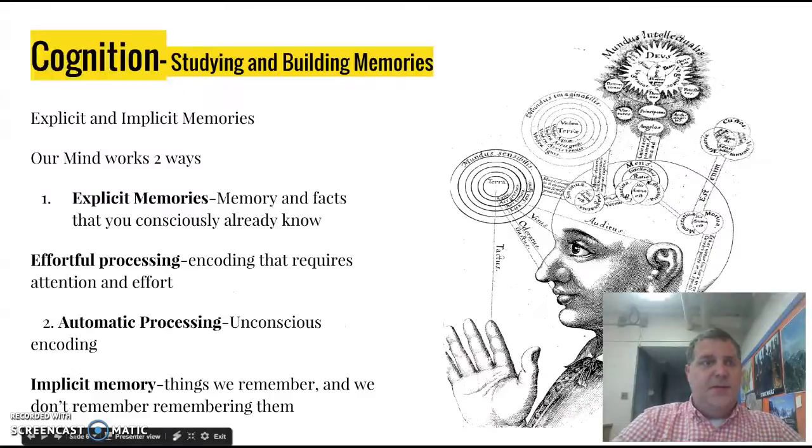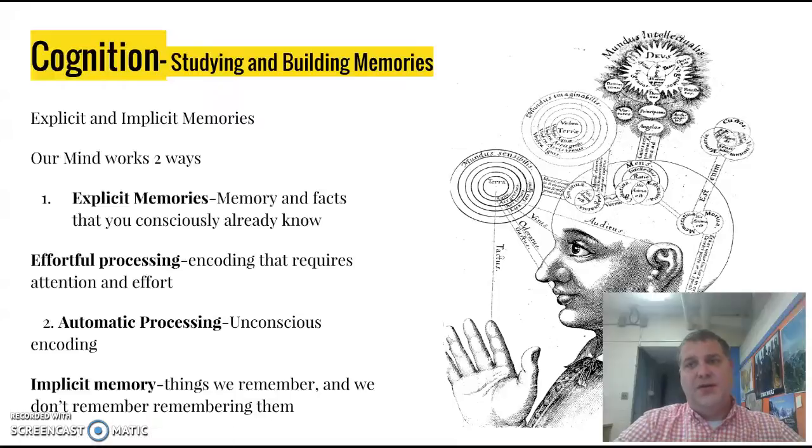Explicit and implicit memory: our mind works in two ways. Explicit memory is memory of facts that you consciously already know. These are things that you can just pull off the top of your head. What day is it? What month is it? What year were you born? Stuff of that nature. Effortful processing is encoding that requires attention and effort.